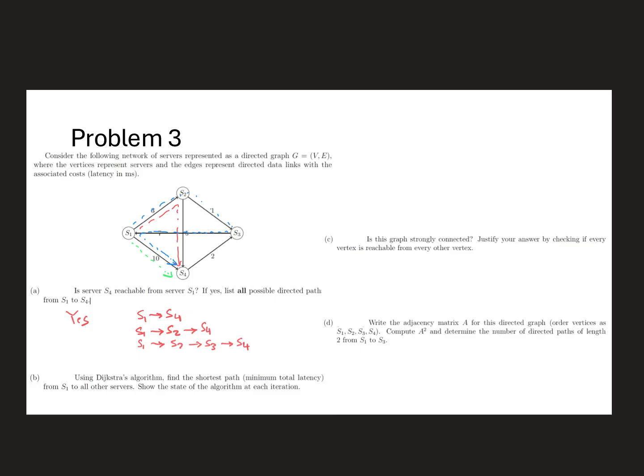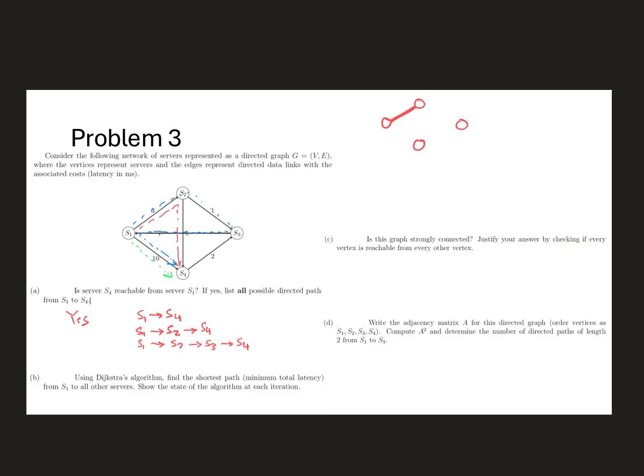Okay. Using the Dijkstra algorithm, find the shortest path, minimum total latency, from S1 to all other servers, right? Show the state of the algorithm at each iteration. I'm not gonna do this because it's gonna take a long time, but I'm just gonna do the first few steps similar to what we did before. So the first state is gonna be inspecting the first step. So first graph that we will have is gonna be this line, right?